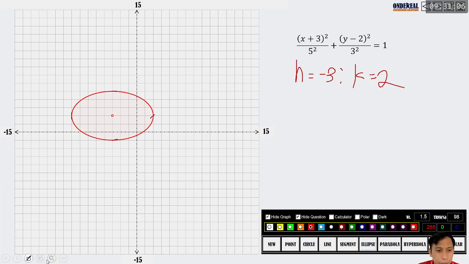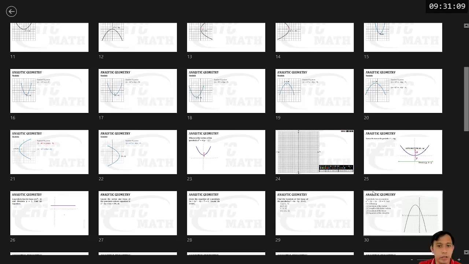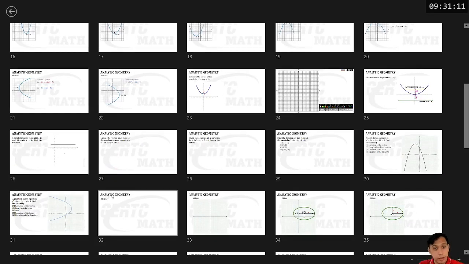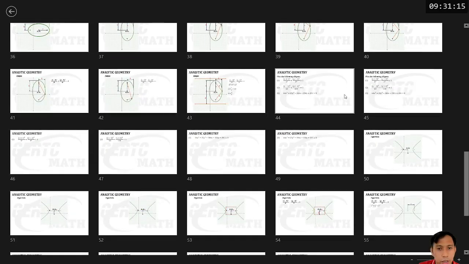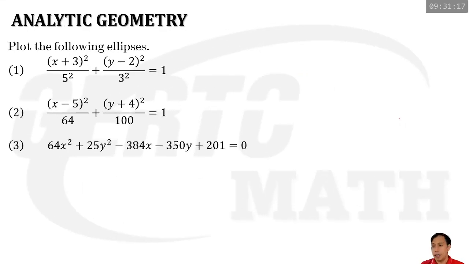Okay, next problem. Okay, sunod. Ito naman. X minus 5 squared over 64 squared over 64.